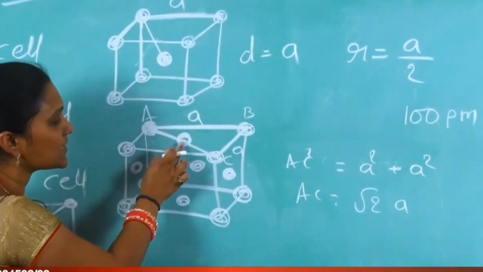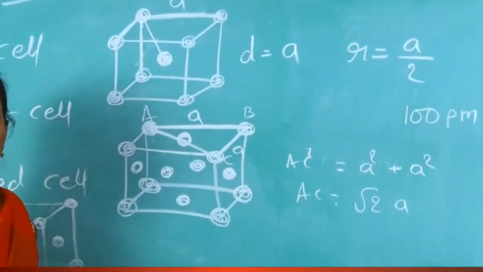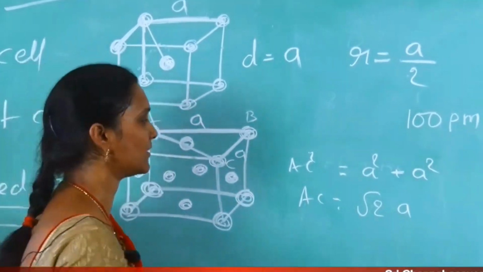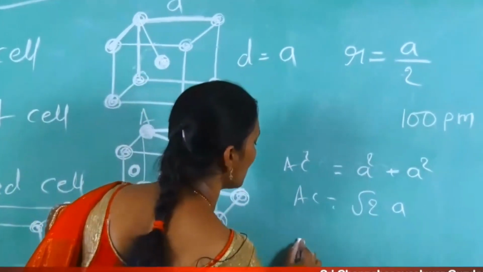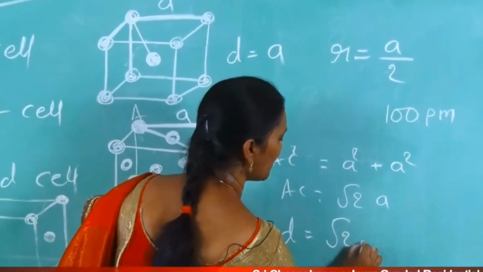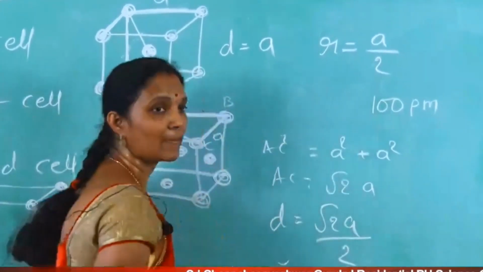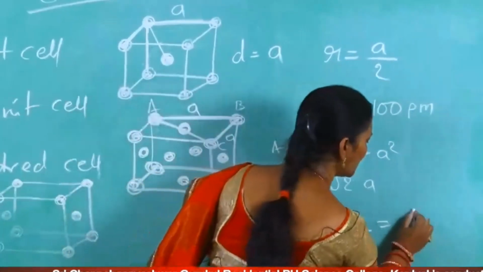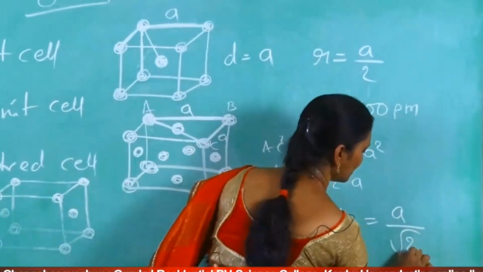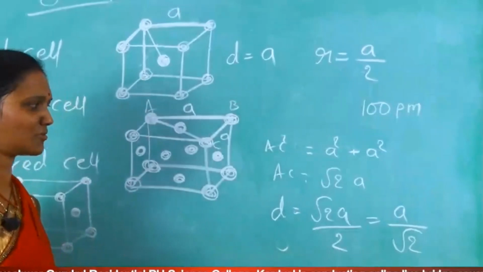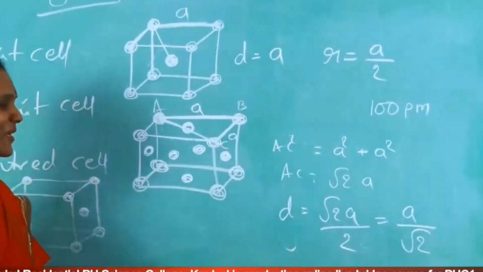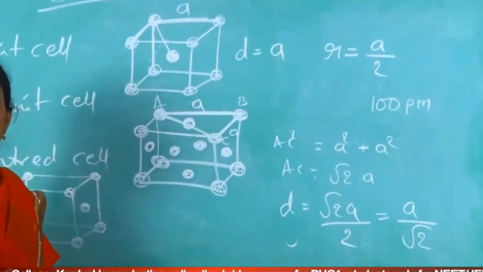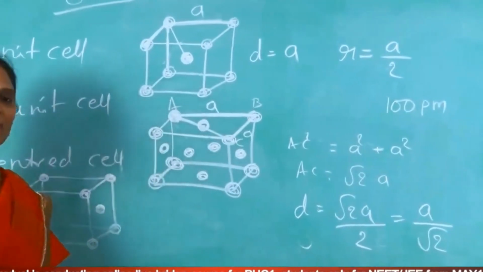Distance between nearest neighbors. These two are nearest neighbors. Now what is this distance? Half of the face diagonal. Right? Half of the face diagonal. Nothing but the distance between nearest neighbors is equal to root 2A by 2. Instead of this, can we write A by root 2? We can write, yes. For NEET students it is difficult. Root 2A by 2, that is equal to A by root 2. It is the distance between nearest neighbors in FCC.